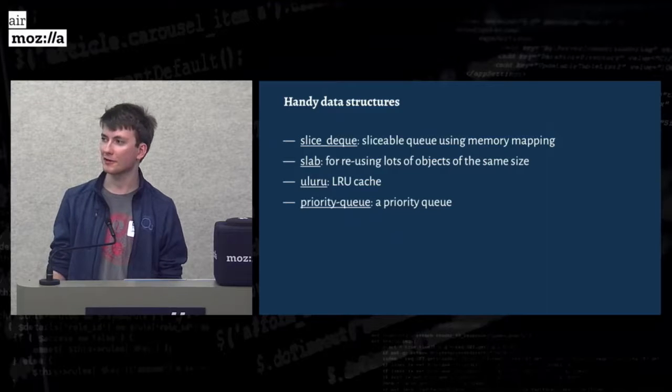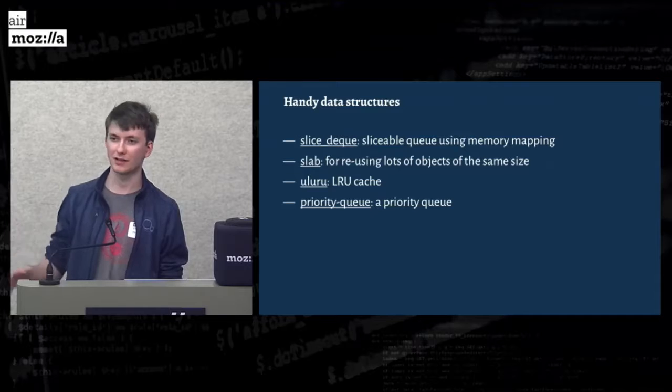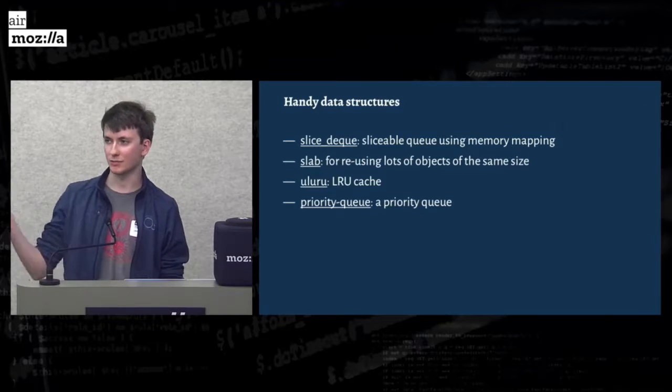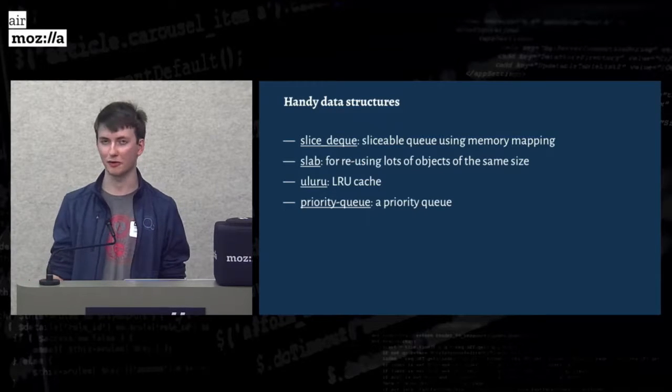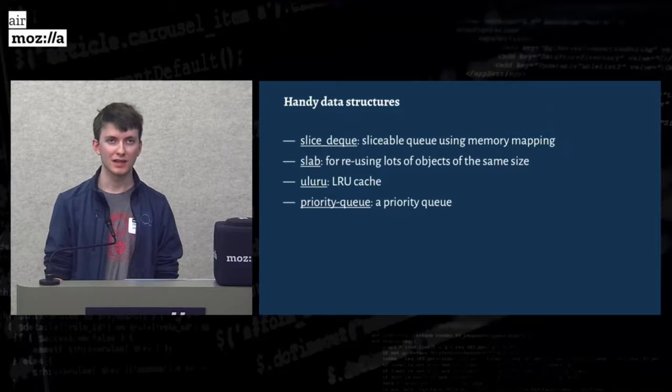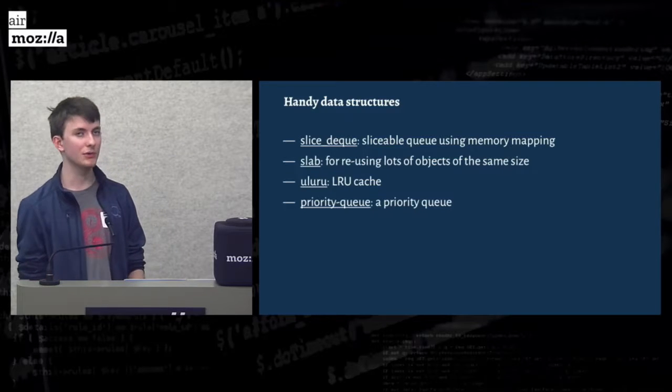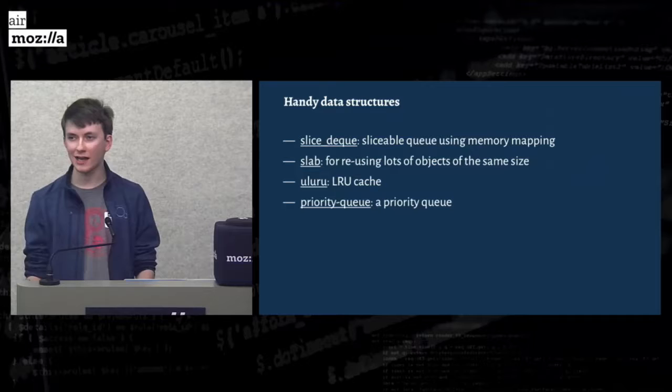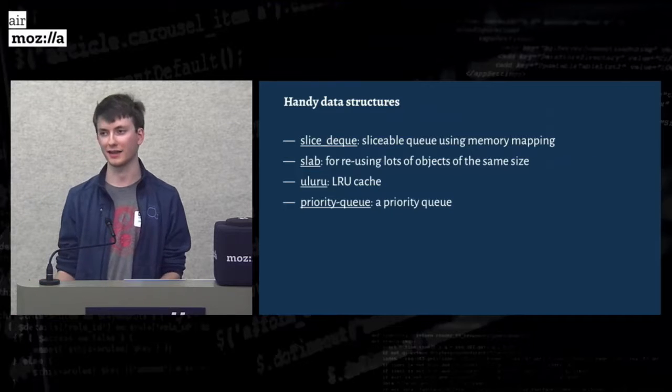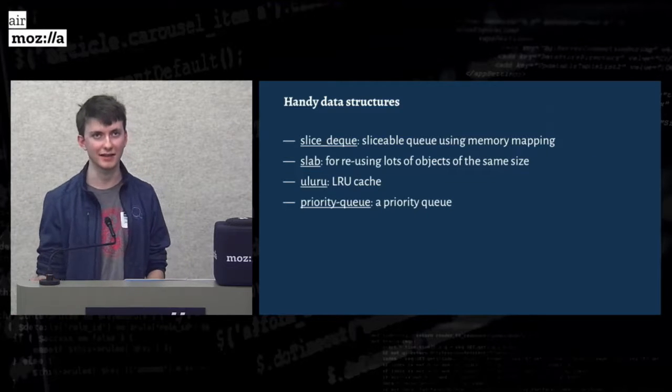Slab is kind of a thing for doing the Vec-arena pattern, but where you want to allocate and deallocate nodes on the fly, kind of like an object reuse pool like you might see in Java for avoiding the garbage collector. LRU cache is a least recently used cache. It's just a really simple library for doing fixed size caching, just a handy thing.